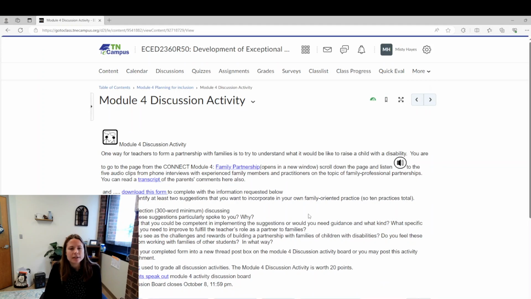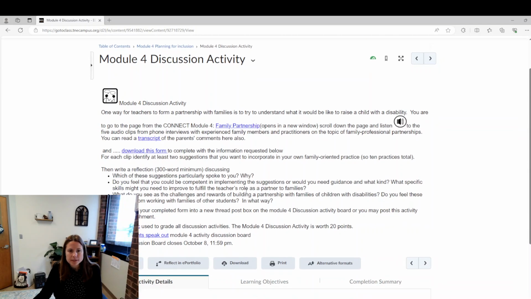So in the discussion activity from Module 4, we're really going to look at thinking back to where you learned about partnership with families, right? And how it would be to raise a child with a disability. So you're going to go to the page from Connect Module 4, which is talking about family partnerships, okay? And you're going to scroll down and listen to the 5 audio clips there, okay?